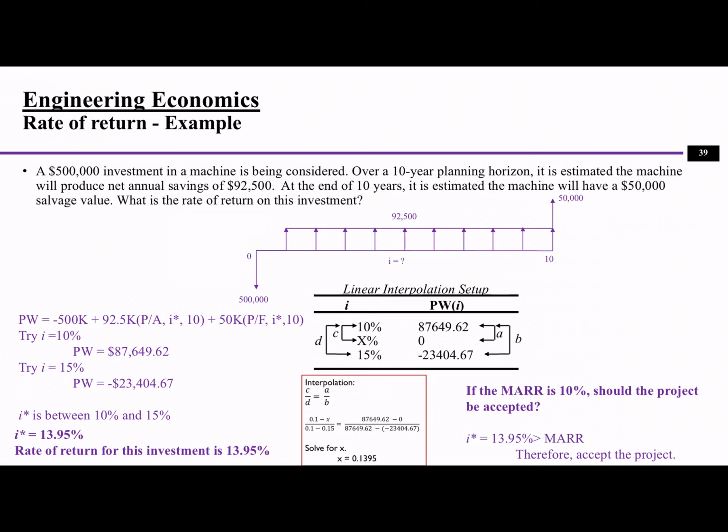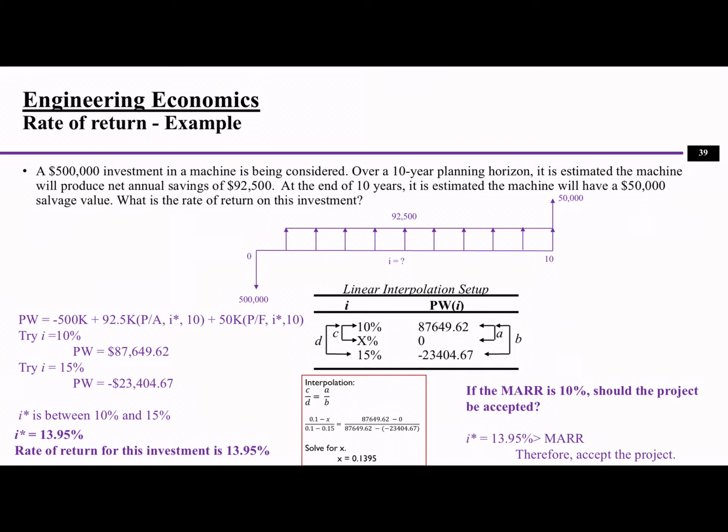Okay. All right. Now let's use one example to demonstrate how to use rate of return for this calculation. Same example as before. We already know the setup. Now, the thing is, we do not know what the rate of return is here, right? So it only says we have a 500,000 investment in the machine. It's a 10-year planning horizon. As estimated, the machine will produce net annual savings of $92,500.